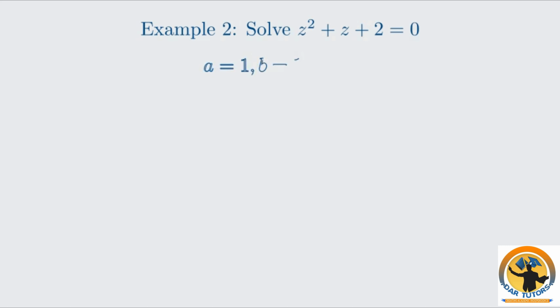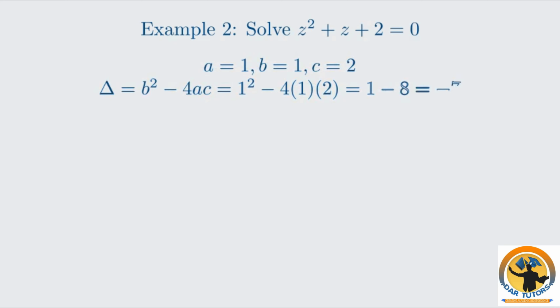Let's try a more complex example using the quadratic formula. Solve the equation z squared plus z plus 2 equals 0. Here, a is 1, b is 1, and c is 2. Let's calculate the discriminant. The discriminant is b squared minus 4ac, which is 1 squared minus 4 times 1 times 2. This simplifies to 1 minus 8, which is -7. As expected, the discriminant is negative.